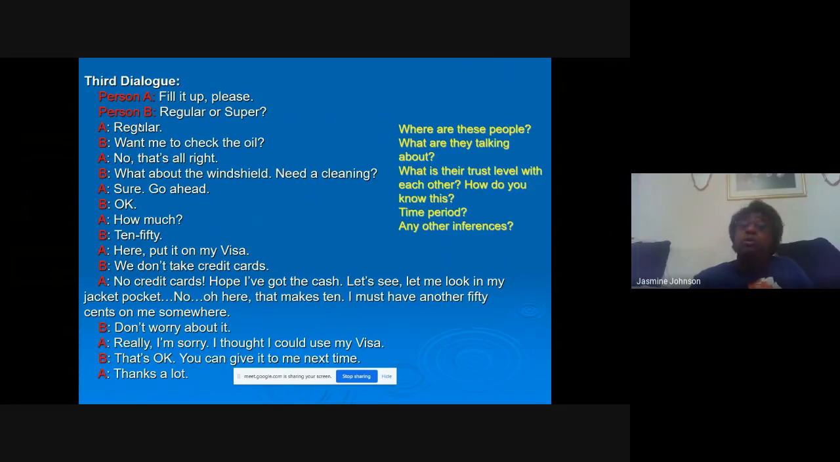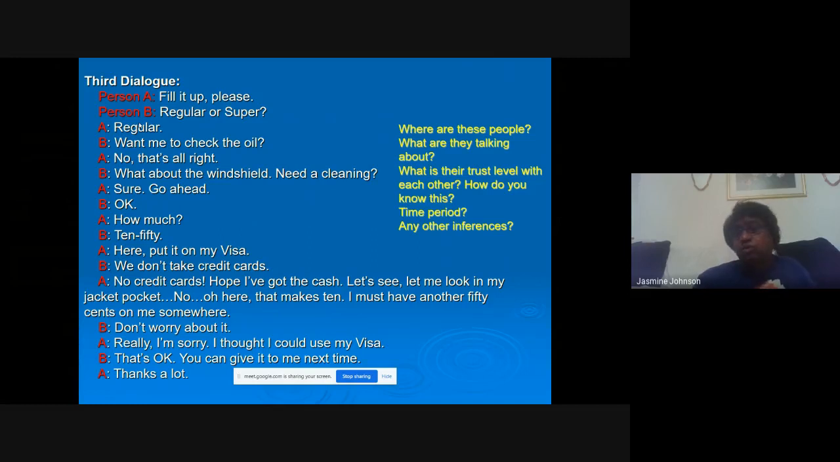Where are these people? They're at a gas station. And I'm going to think that it's a full service gas station, which is where the people who work at the gas station fill up the car, check the oil, do that kind of thing. So that's what I think.